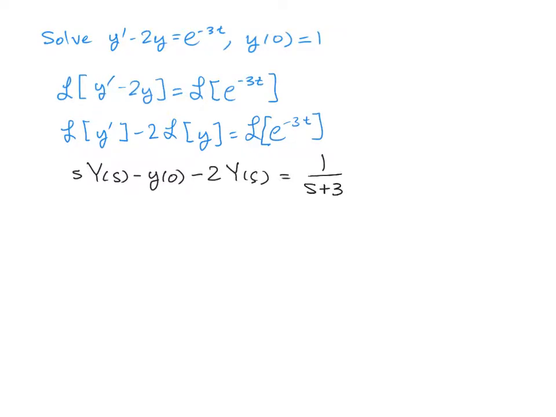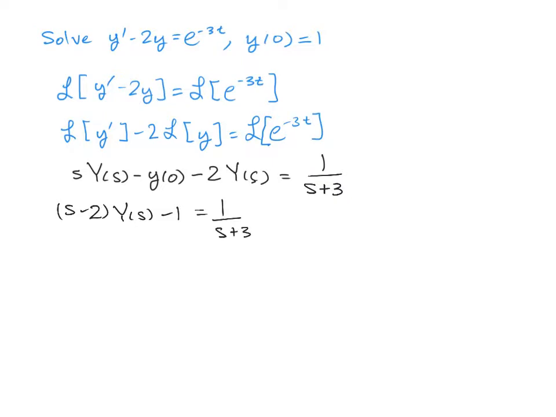The next thing for us to do is to do two things. We're going to factor out the big Y of s and also replace the 1 for the initial condition y of 0. So that's going to leave us with s minus 2, big Y of s minus 1, the initial condition, equals 1 over s plus 3.